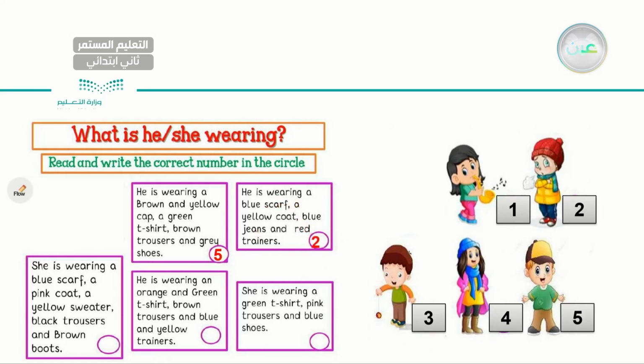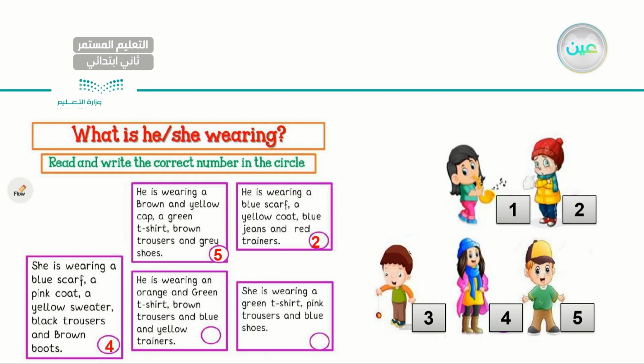Exactly, I'm talking about picture number 2, boy number 2. Excellent. Now, let's go to the third description. She is wearing a blue scarf, a pink coat, a yellow sweater, black trousers, and brown boots. So what do you think? Is it picture number 1 or picture number 4? Very good. We are talking about number 4.